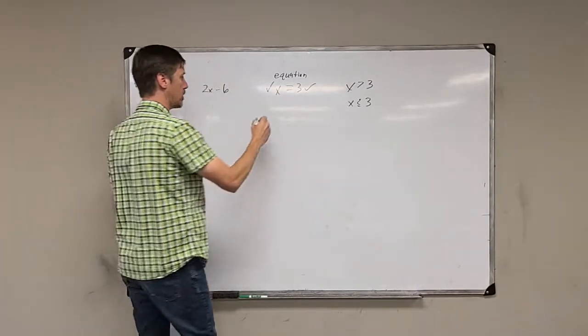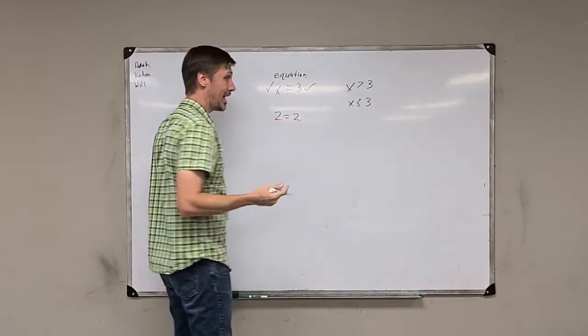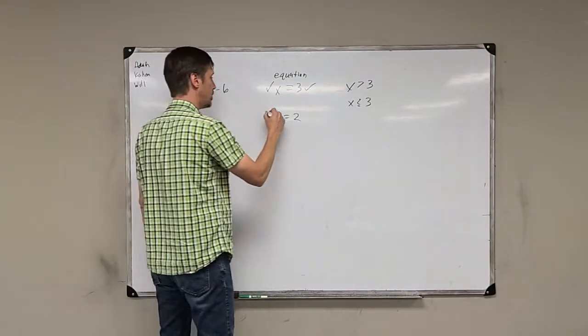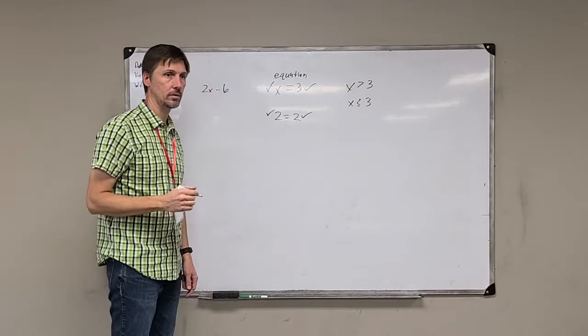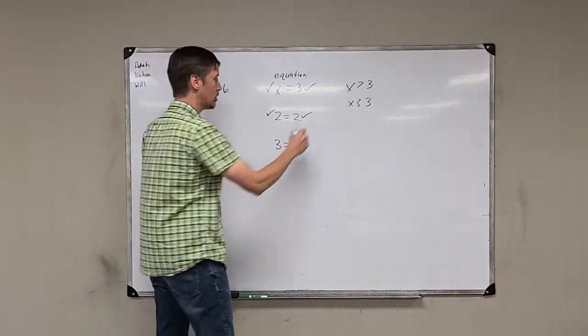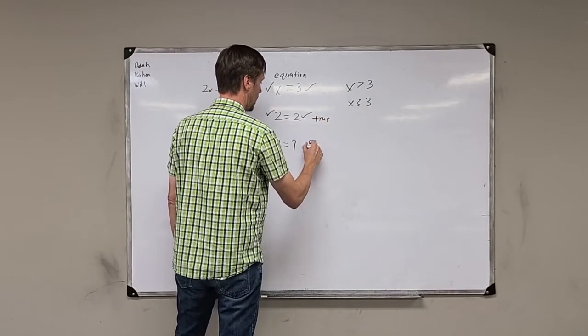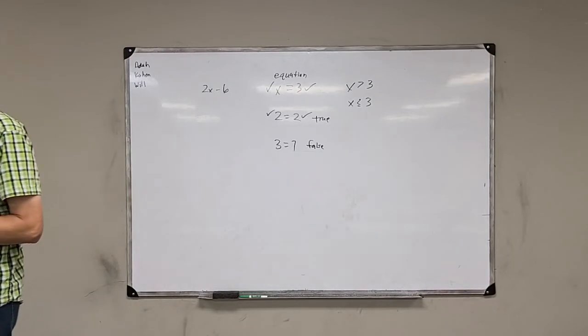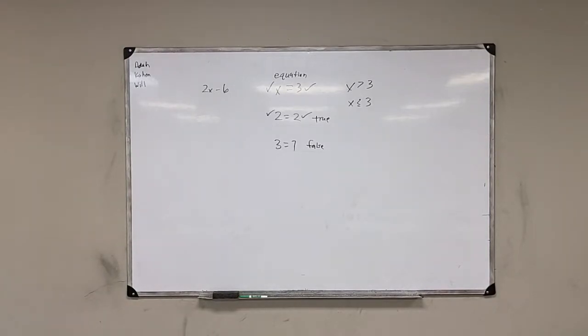Okay? So if we had an equation like this, that is an equation, and it is true, right? Because it's true that 2 equals 2. However, if I said this, this would be a false equation. It's still an equation because it's one thing set equal to another thing, but it's not true because 3 does not equal 7. All right? Does that make sense to you guys?